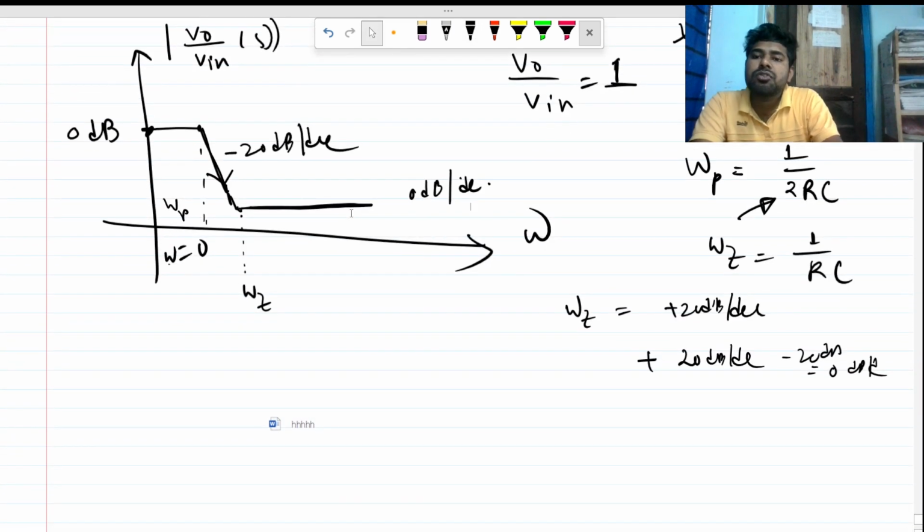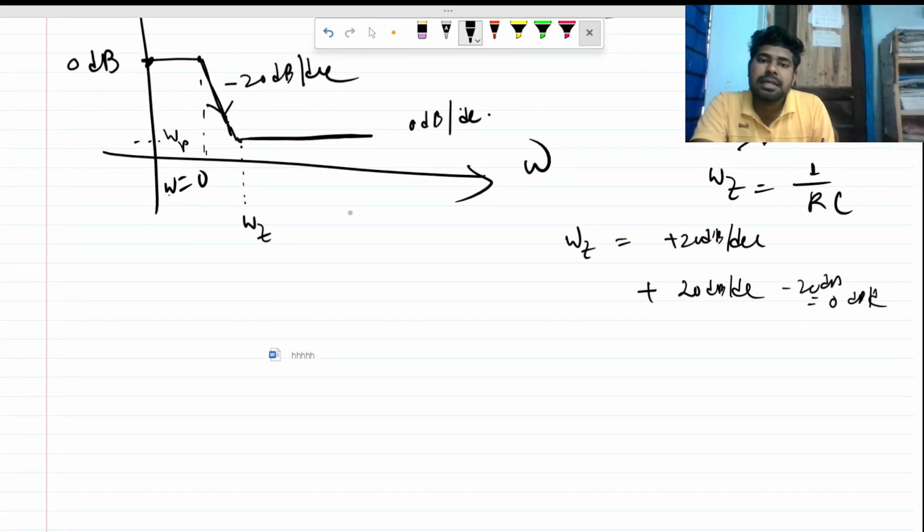And this is 0 dB, right? And what will be this value? Can we comment on that? So let's try. We know that at infinite frequency, at omega equal to infinite, the capacitor is a short circuit, right?